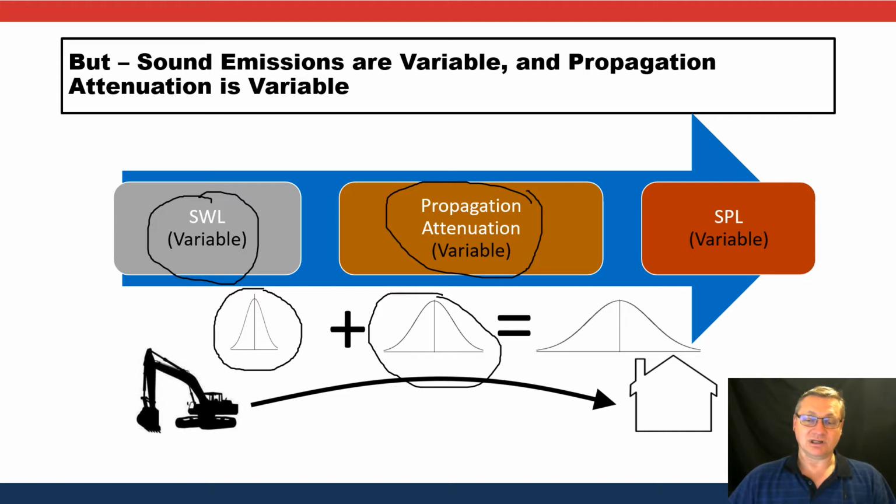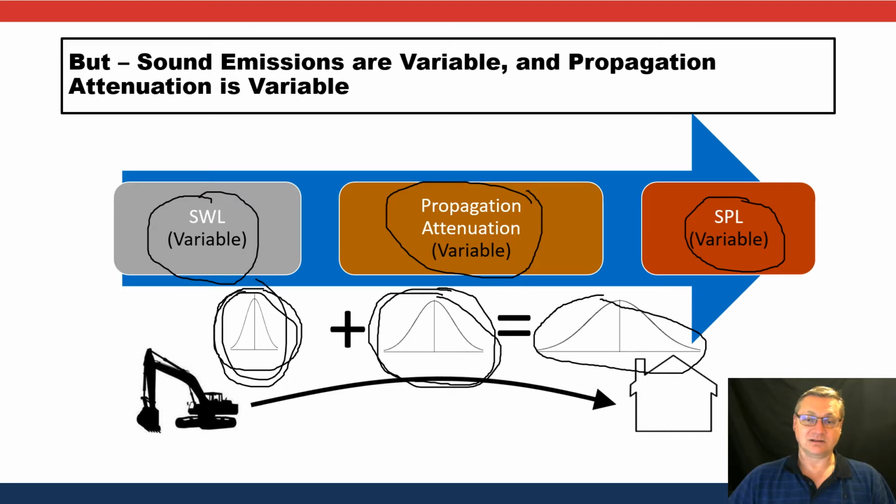The variability of the sound received at the receivers is going to be due to the combination of the variability of the noise emissions from the sources and the variability of the propagation attenuation. So the variability at the receiver is going to be worse than either of those two factors combined.